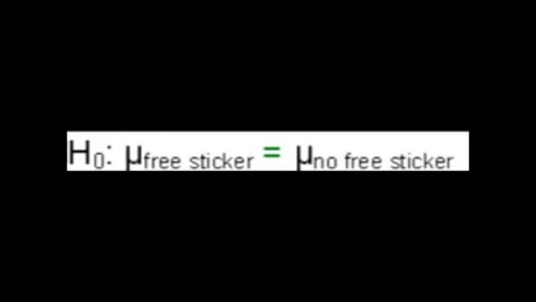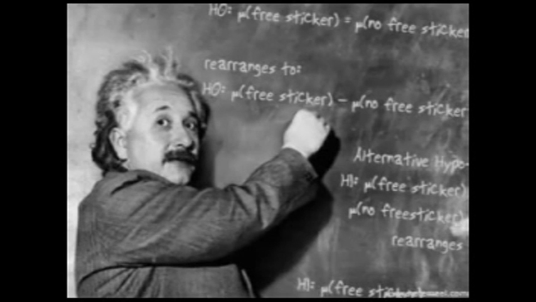So we have H0: mu free sticker equals mu no sticker, which then rearranges to H0: mu free sticker minus mu no sticker equals 0. And the alternative hypothesis, H1: mu free sticker doesn't equal mu no sticker, which rearranges to H1: mu free sticker minus mu no sticker is not equal to 0. So that's the mathematical way to write the hypotheses.